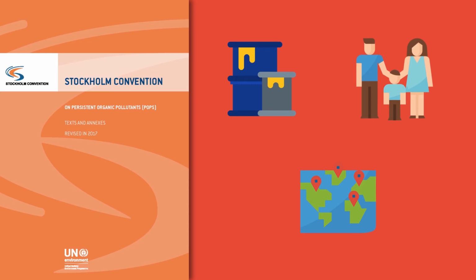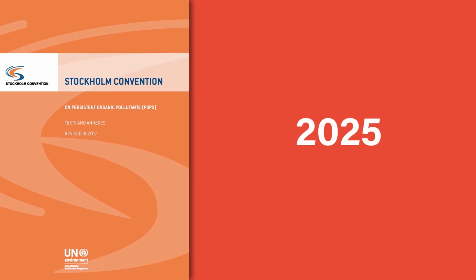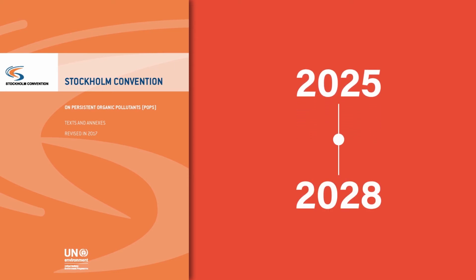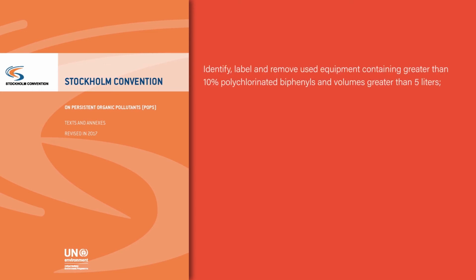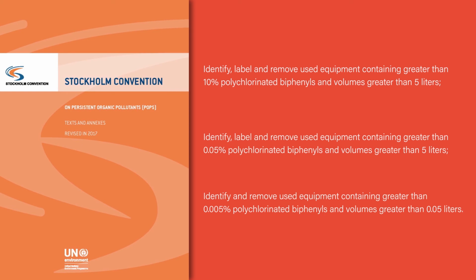The Convention requires equipment containing PCBs to be retired from operations by 2025 and be disposed by environmentally sound means by 2028. As a result, parties to the Convention are required to make determined efforts to identify, label, and remove from use equipment containing greater than 10% polychlorinated biphenyls and volumes greater than 5 liters. Make determined efforts to identify, label, and remove from use equipment containing greater than 0.05% polychlorinated biphenyls and volumes greater than 5 liters.